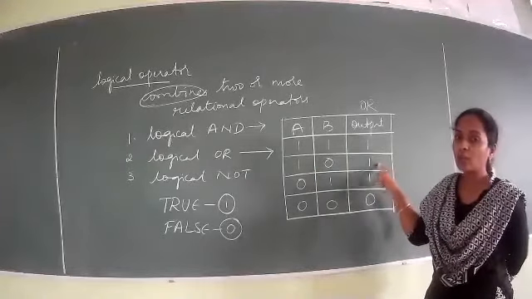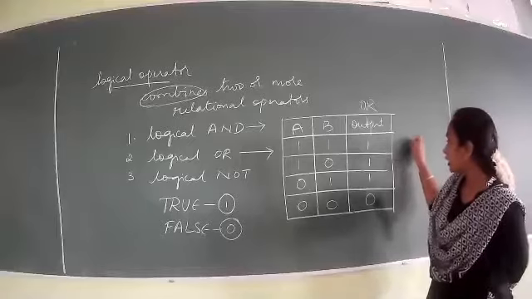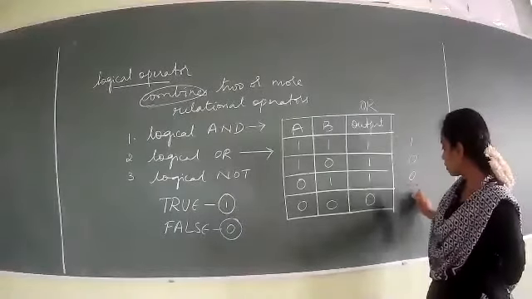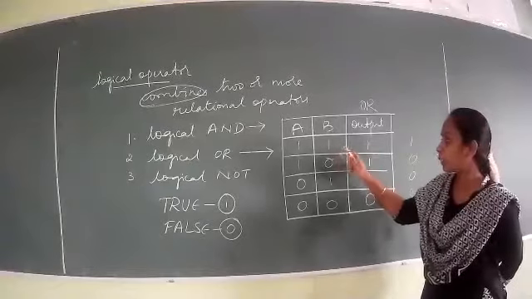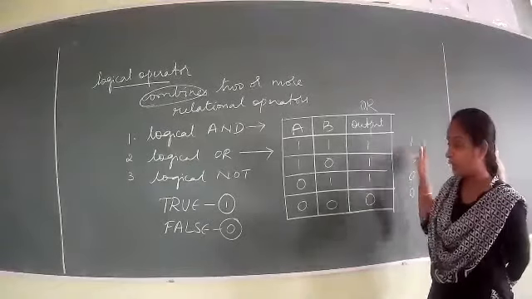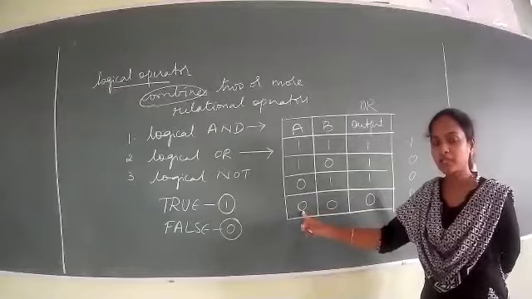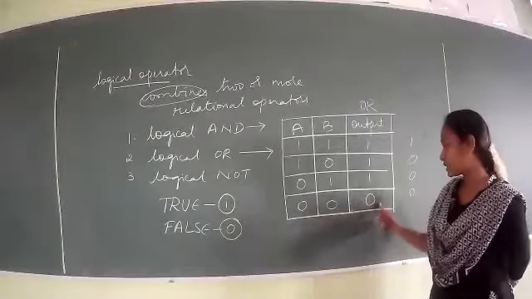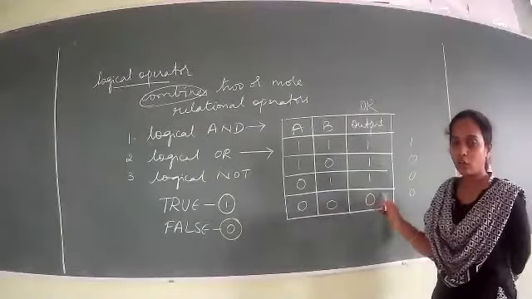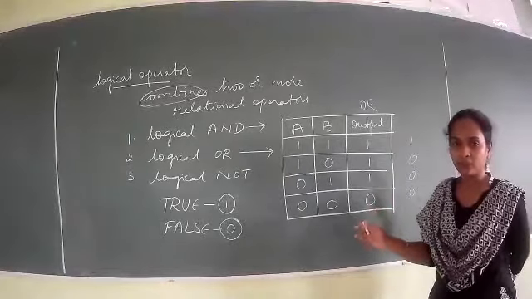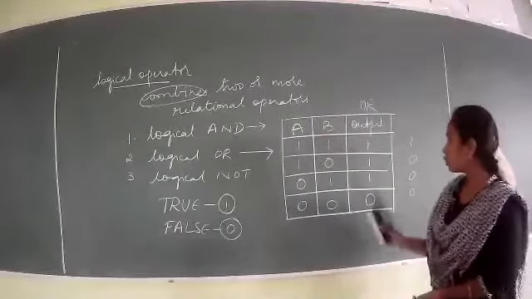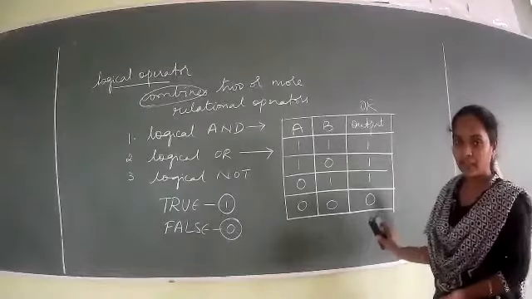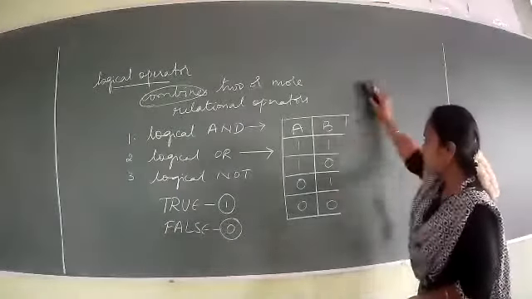Is it clear? The AND operator was the reverse of that. You are getting 1, 0, 0, 0. The OR is just opposite to that. In the AND operator, if both inputs were true, it was true, whereas in the OR operator, if both are false, then the answer will be false. This is your logical OR operator. Is it clear?